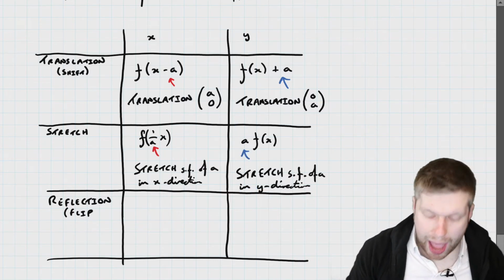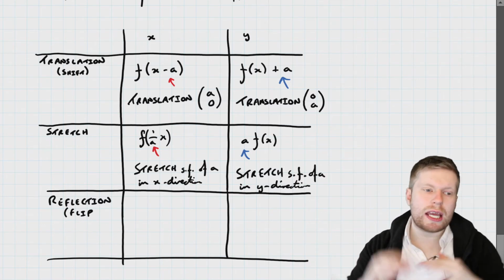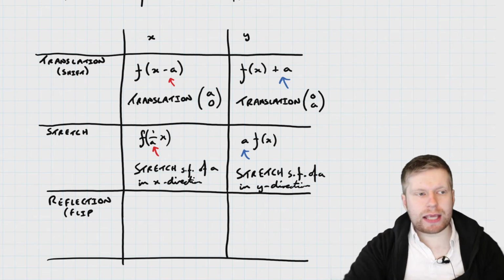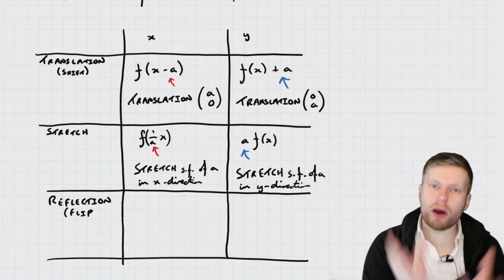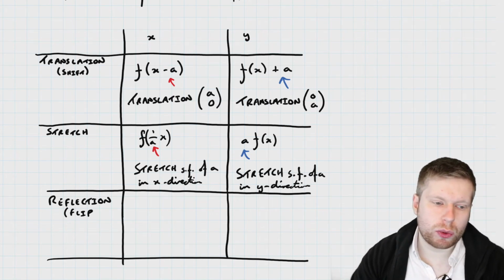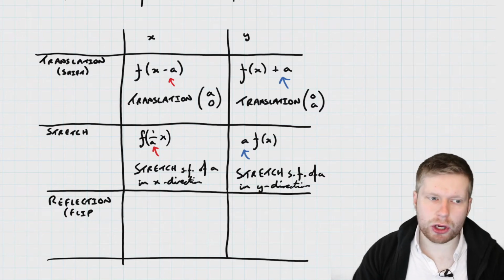So just be aware of a couple of things. If it's happening in the x direction, it's the opposite of what you think it should be, and we're changing the x. If it's happening in the y direction, we apply the function first, then we do our thing, but it's exactly the same as what we think it should be. It's intuitive, right? So the last one to have a look at is the reflections. Let's have a look at those.